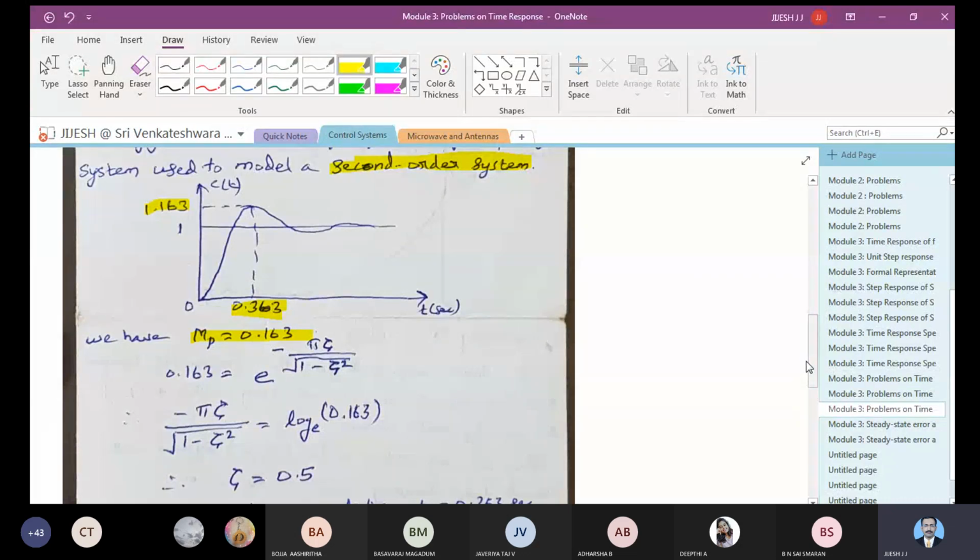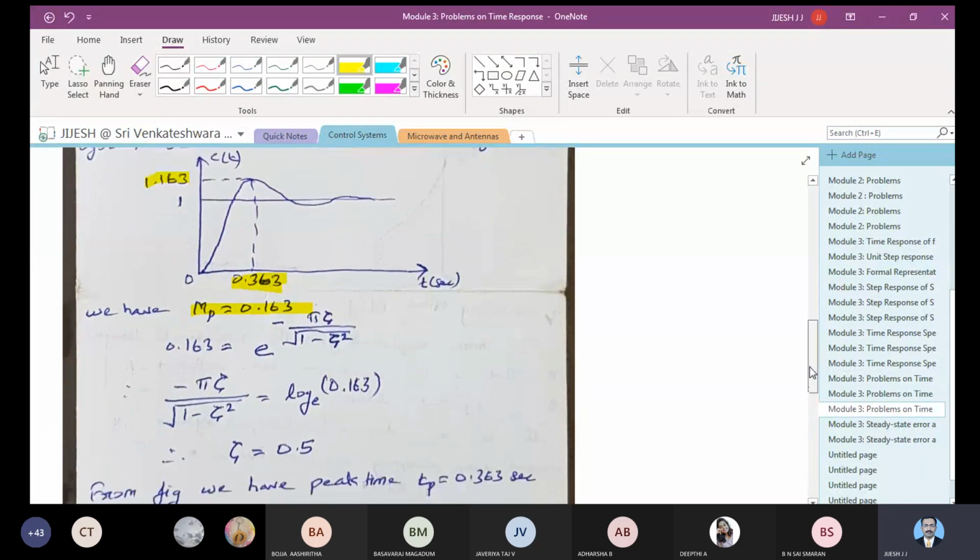So zeta is 0.5, you can write. Then what else is required for you? From the figure we can have this one. So here, when you solve it, you got 0.5. Everyone got it? Others also got that zeta value? Yes, sir. Okay. So from the figure, what can we write for the peak time, that is TP?